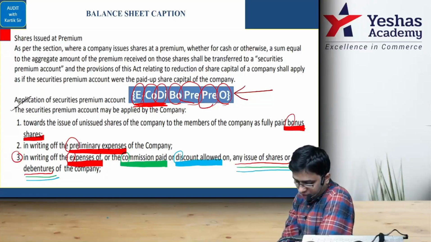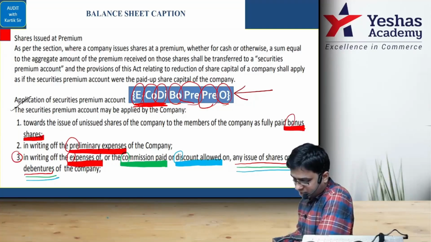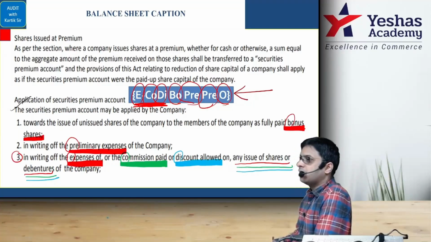So the auditor needs to verify whether the premium received on shares, if any, has been transferred to the secondary premium account, and whether the application of any amount out of the said secondary premium account is only for the purposes mentioned above.